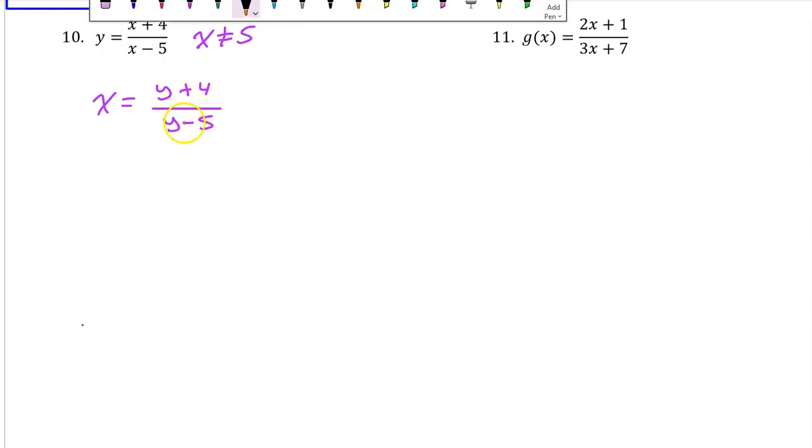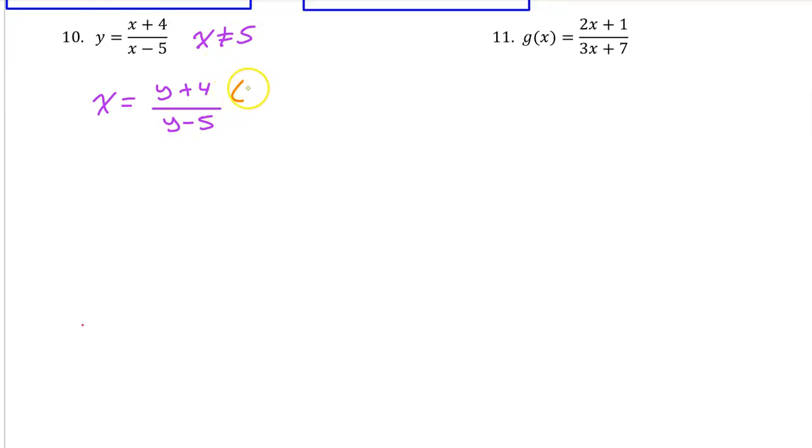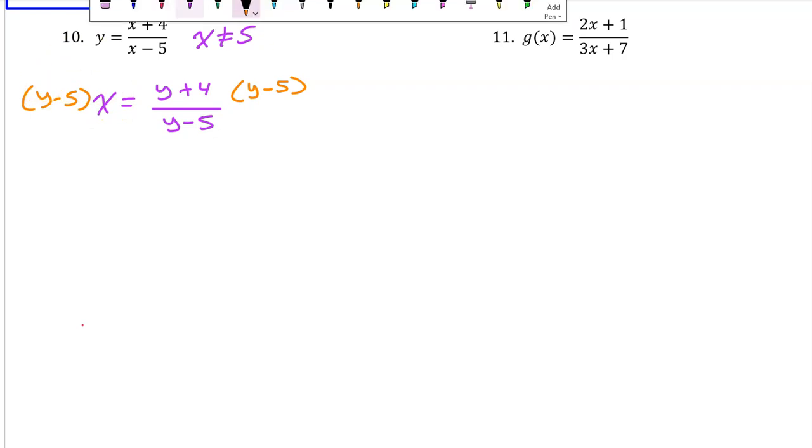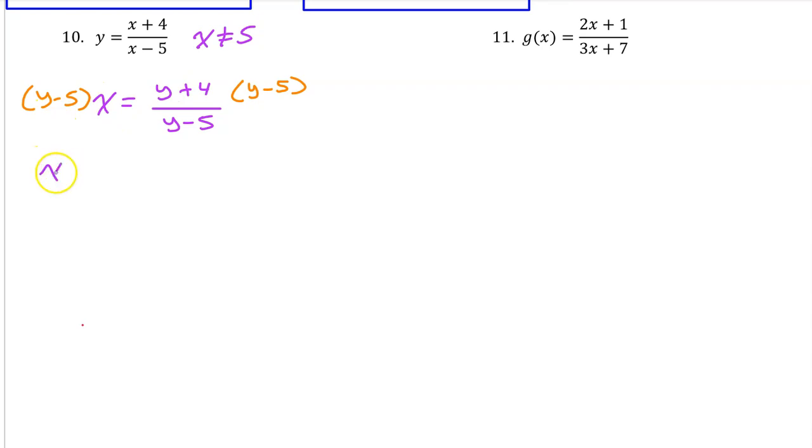Now we can eliminate the fraction by multiplying both sides by y minus 5. We multiply by that denominator. I'm going to distribute this x now. Distributing the x gives us xy minus 5x equals. On the right-hand side, the y minus 5's cancel out, and we just have y plus 4.